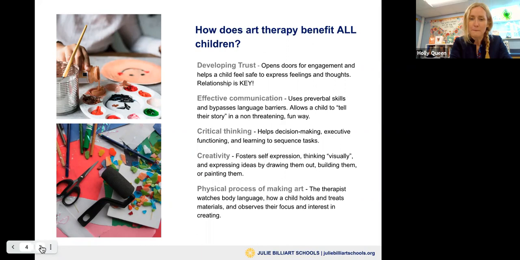The physical process of making art. So along with that continuum, the very basic level is kinesthetic and sensory art. So think of splatter painting or using plaster. Those are very physical processes. And as a therapist, we watch the body language. How much pressure are they using with the Sharpie marker? Does it become flat by the time they're done? And what all of that means, how they hold and treat materials. And we just observe their focus and their interest in creating.